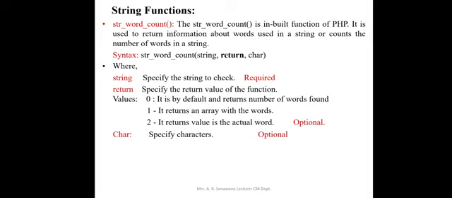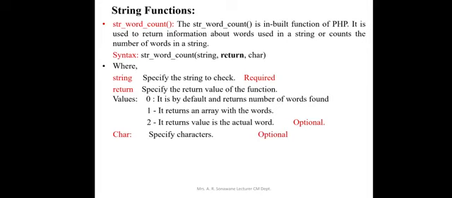First is string, which specifies the string to check, or from which the number of words are counted. It is a compulsory attribute. Return specifies the return value of the function. By default, this value is 0. So 0 indicates that it returns the number of words which are found.